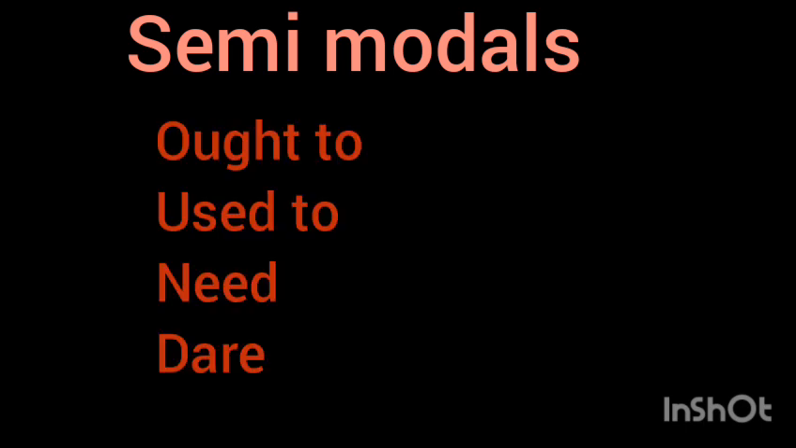Okay, let us move on to semi-modals, that is what we call quasi-modals. Okay, what are semi-modals or quasi-modals? Ought to, used to, need and dare. These are semi-modals. Ought to and used to are always anomalous, while need and dare can be used as auxiliaries as well as principal verbs, right?